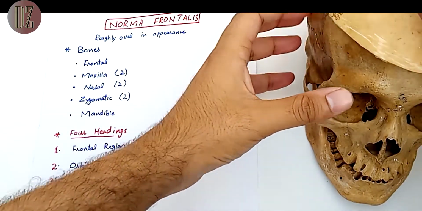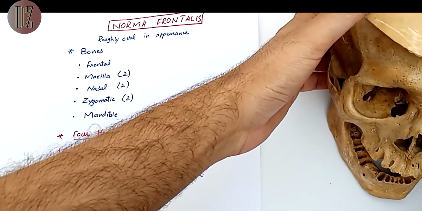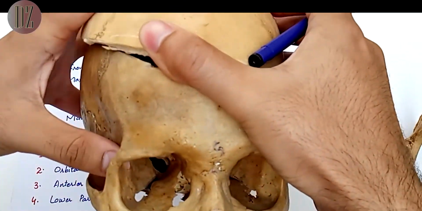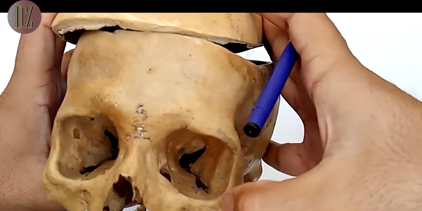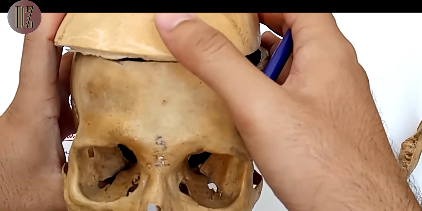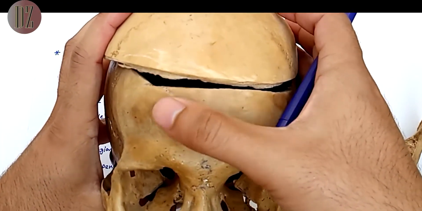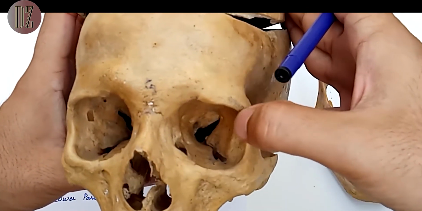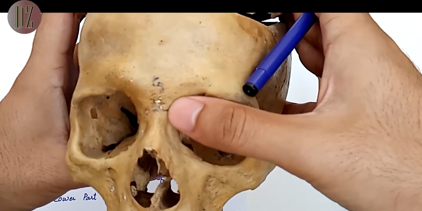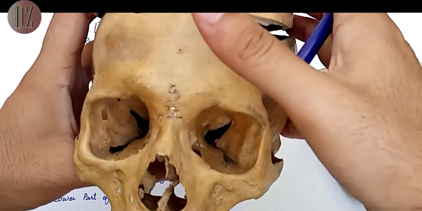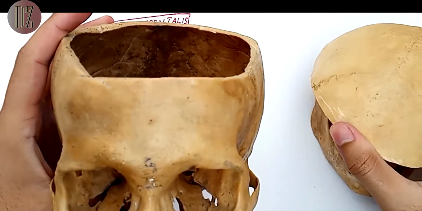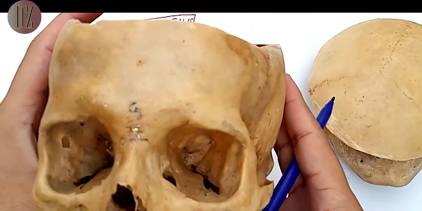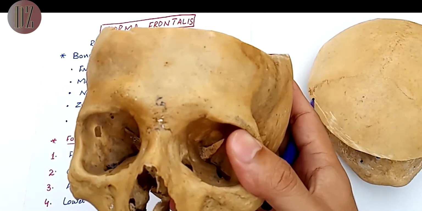First of all, we are going to discuss the frontal region. This is the frontal bone. The upper part of the frontal bone is smooth, forming the forehead, and the lower part is interrupted by orbital openings, and in this way this part is rough. We removed the scalp, and we will discuss the frontal region.